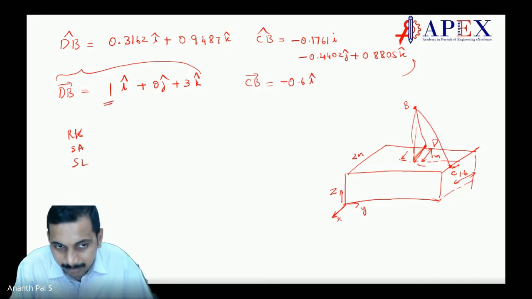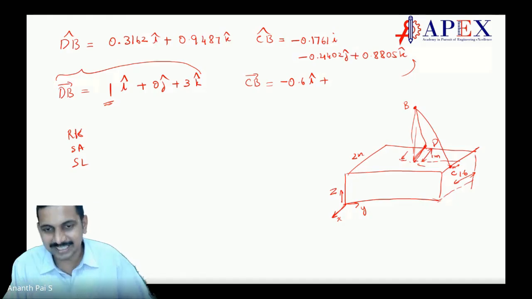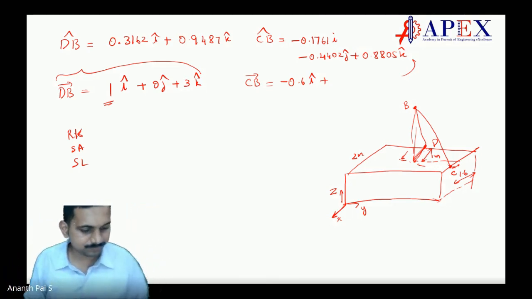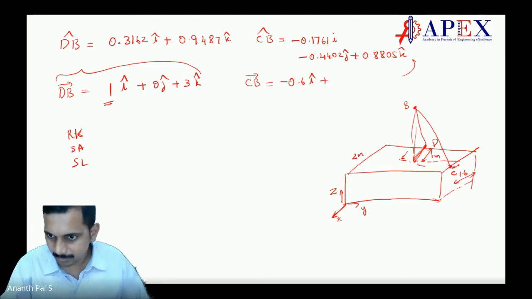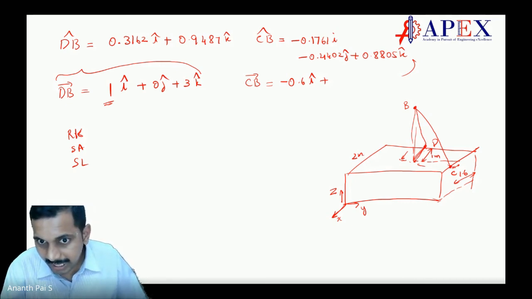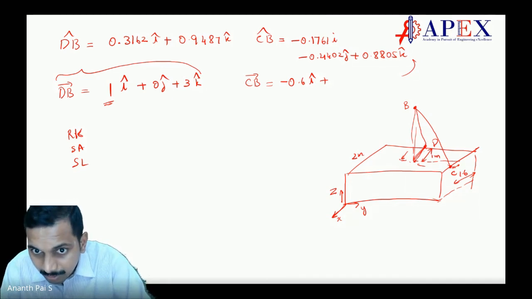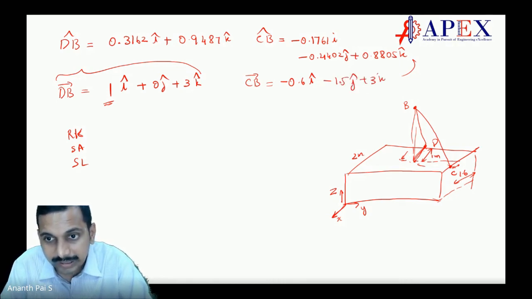Varsha, was this the problem with you? Yes, sir. Now you got the point? Yes, got it. Very good. Now CB, you find it out fast. You have found CB? No, find it. So 0.6i, then after 0.6i, we have to go in the y direction. How much? Y direction we have to go with minus 1.5j plus 3k. That's correct.